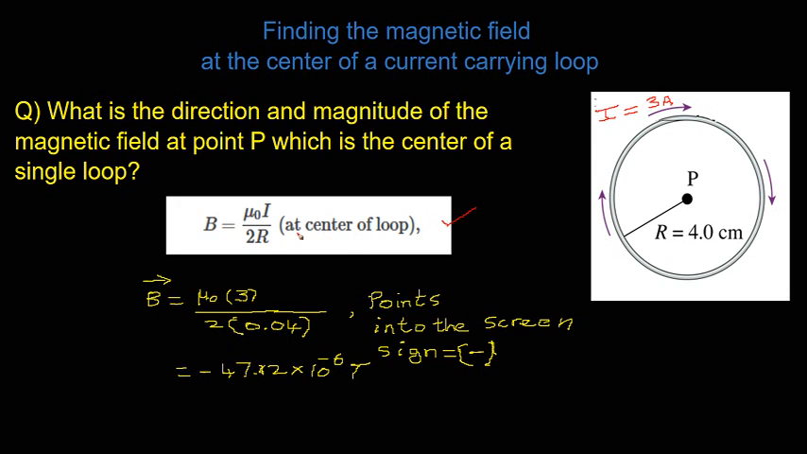We're going to put in the values of mu naught, the current, and the radius to get the value of the field. Now, important point is that the field points in a direction into the screen. This is using the right hand thumb rule. This is important. The thumb rule gives us the direction of the field, and the formula gives us the value of the field.